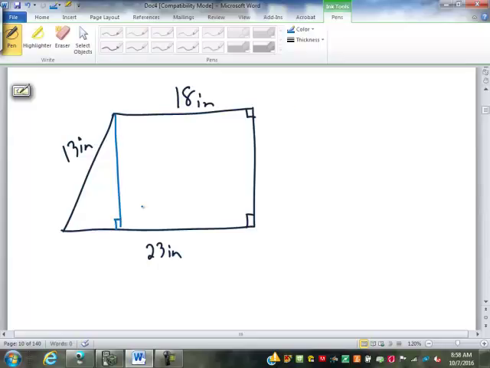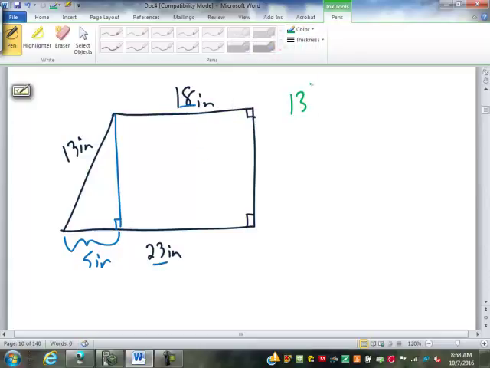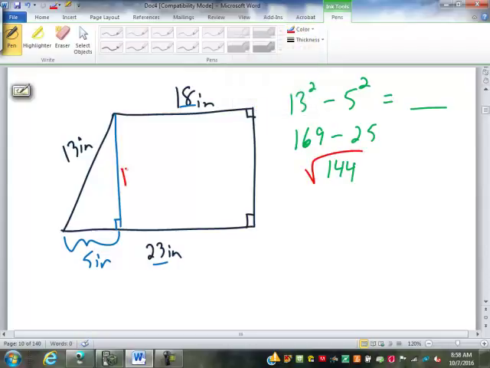We need to find that height, right? To find that height, we've got the 13. What else do we know? This is 5. The difference between 23 and 18, that has to be 5. So, we're subtracting 13 squared minus 5 squared is going to give us that length squared. 13 squared is 169. 5 squared is 25, which is 144. The square root gives us that this is 12 inches.